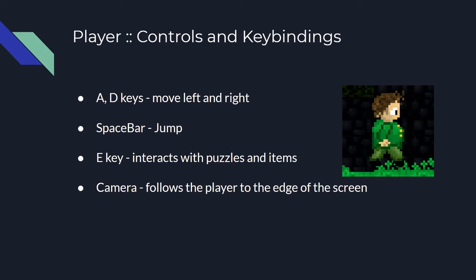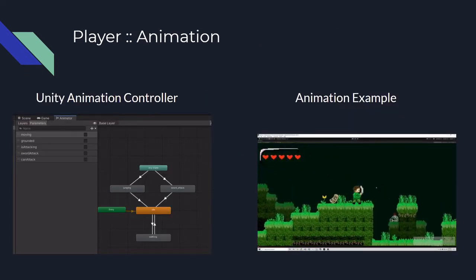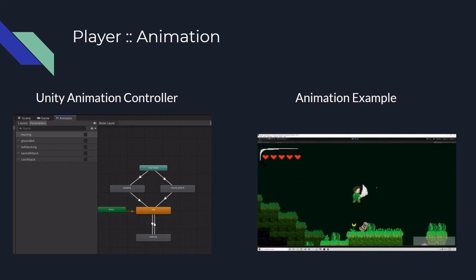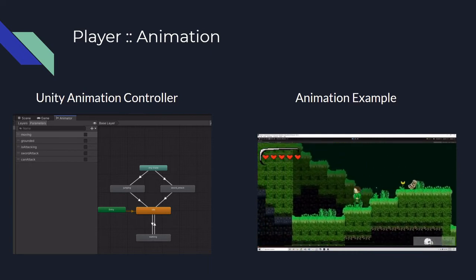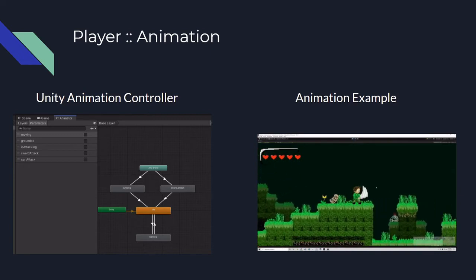And we have the camera. The camera follows the player up to the edge of the screen. When the edge of the camera hits the edge of the screen, it stops. And the player is animated. It has, as you can see on the right, a couple animations. It has an idle animation, a running animation, and an attack animation.